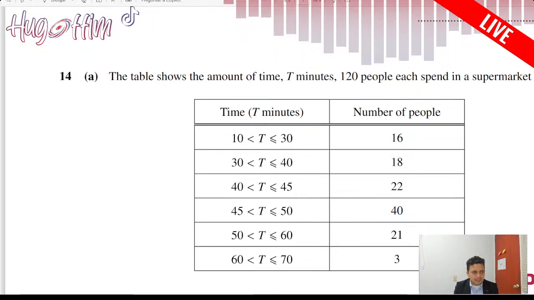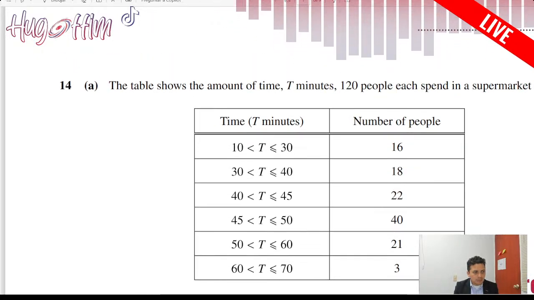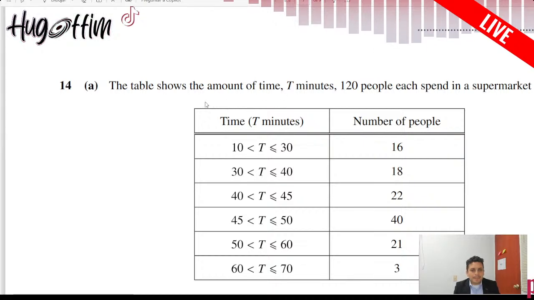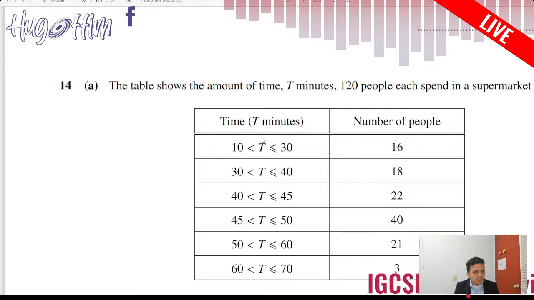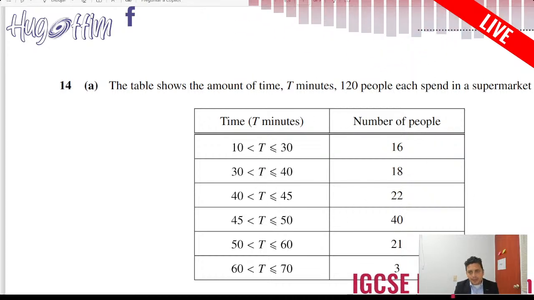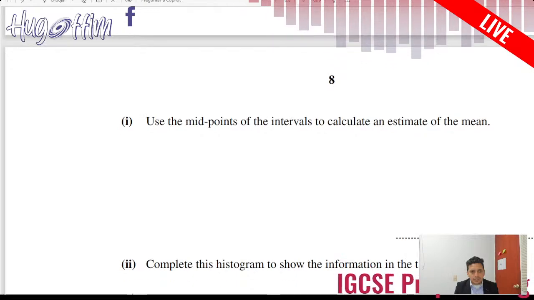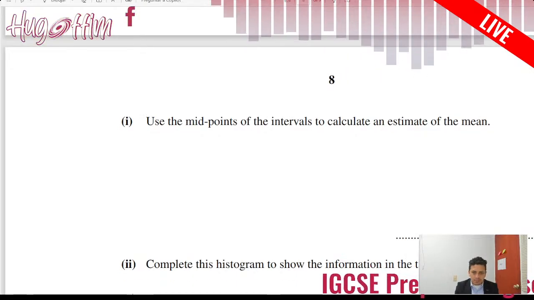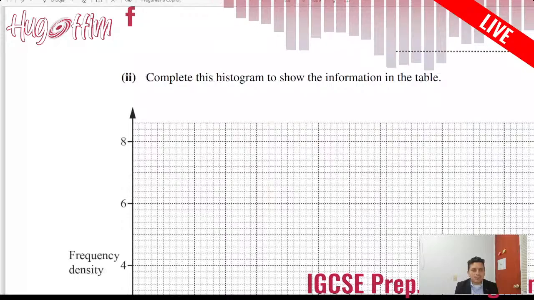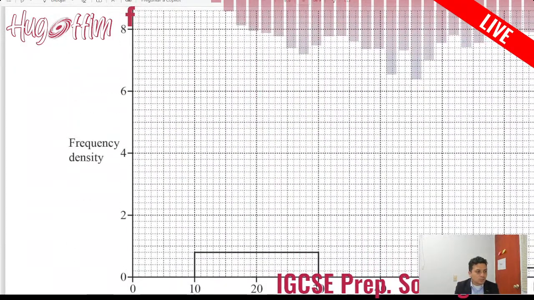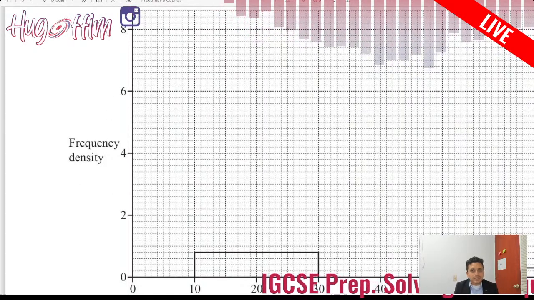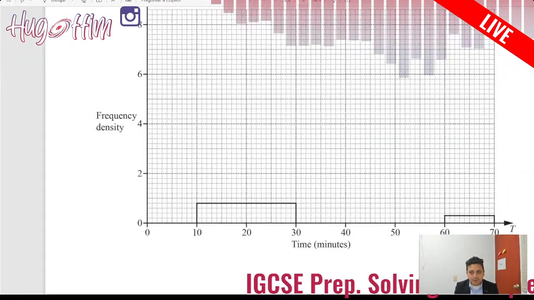It says that the table shows the amount of time, T minutes, 120 people each spend in a supermarket on one Saturday. So we have here a frequency table, and your job is, I'm not going to calculate the mean using the midpoints, I'm going to do the histogram to show the information. And in the histogram there is something that says frequency density.